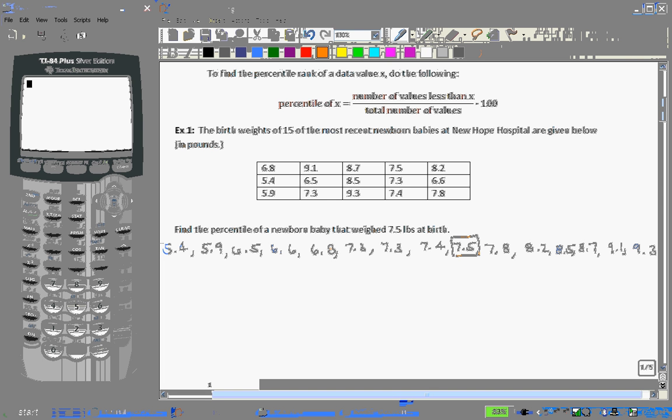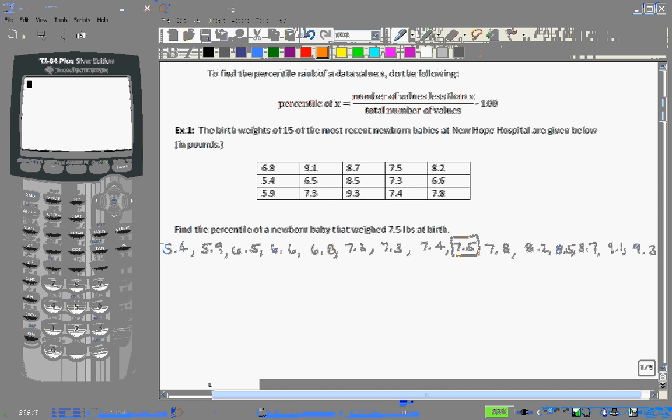Refer to the data about the newborn babies. What is the value of the 10th percentile? What is the value of the 40th percentile? So what I'm asking here is, I'm interested in the 10th percentile. I want to know what weight falls in that range. So I know that N is equal to 15 because there's 15 data values in my chart. K is 10 for the 10th percentile. Now I'm going to plug all that into my formula.